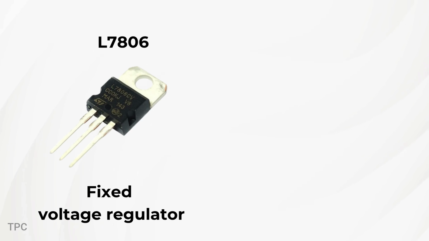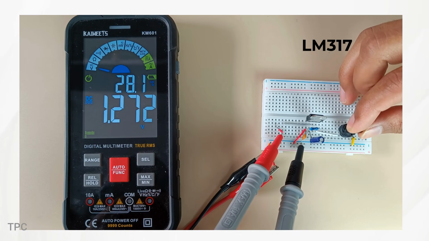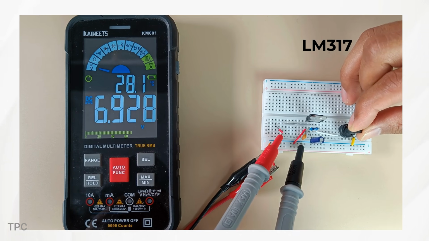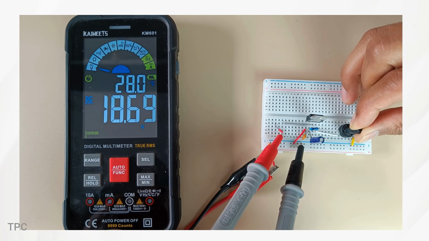Apart from fixed voltage regulators like the L7806, there are also variable voltage regulators. A popular example is the LM317. Instead of getting a fixed 5 volts or 6 volts, you can set the output to any desired value within a certain range. This makes them very useful when you're experimenting, or when your circuit requires different voltage levels.